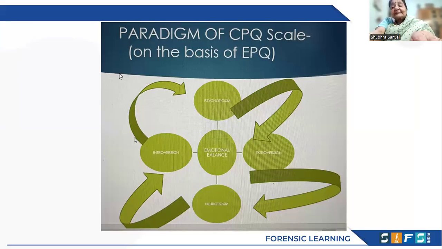A recent example happened. I picked it up only in the newspaper. Otherwise, I have too many cases, but the time will not allow me. A mother with three children, I think in one of the villages of UP, jumped into the well and committed suicide, right?